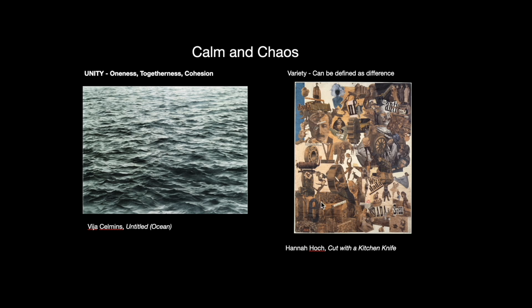Here in this piece by Hannah Höch, we have a variety. So all different kinds of cutouts. This is a collage. All different pictures are cut out, but they achieve a unity through variety. So all these different pictures, they have something in common that connects them all together, even though it looks like a random mess of chaos.